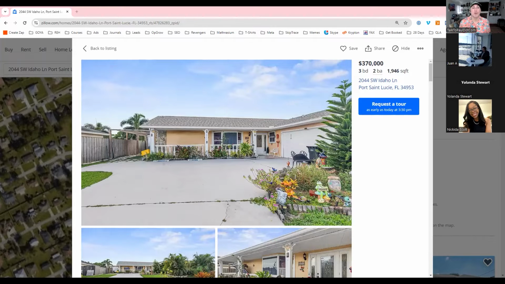Now you have to get the seller on board. The seller has to agree to this. I'll probably share a recorded conversation that I just had with a probate attorney and a seller over in Cincinnati, Ohio, on a property that they wanted to sell. And I'm going to pause the screen share for just one second.